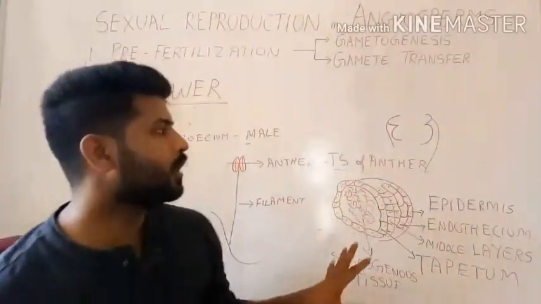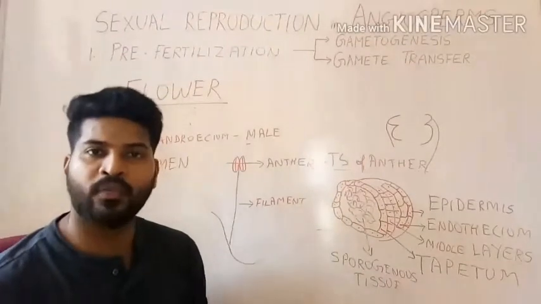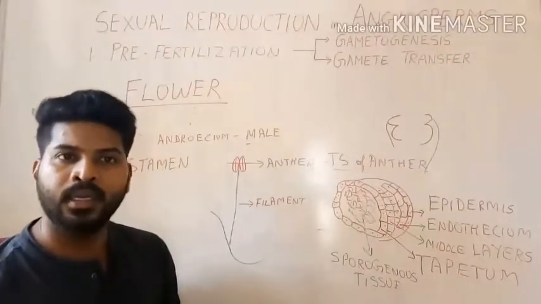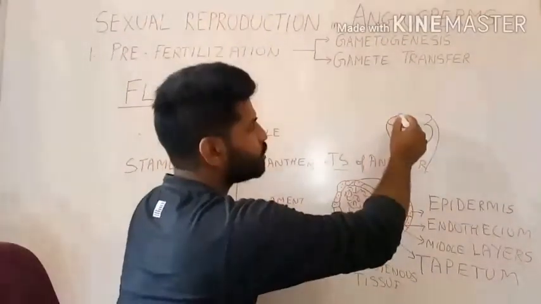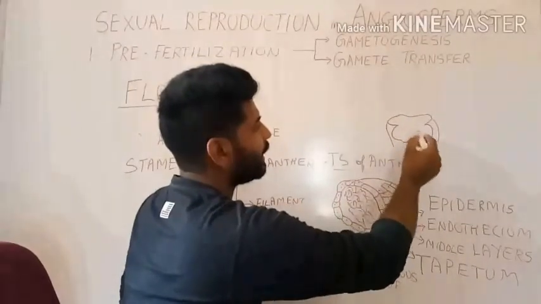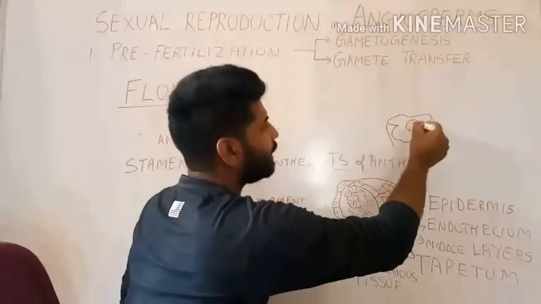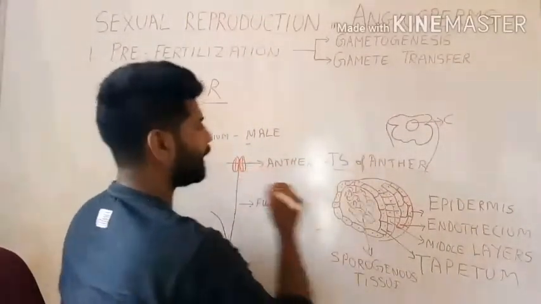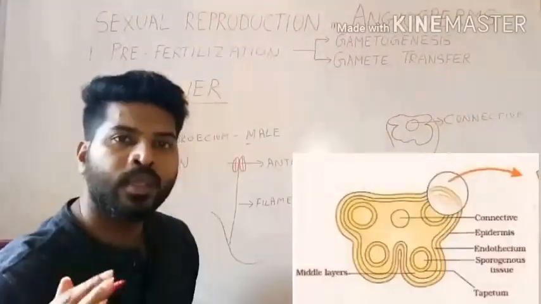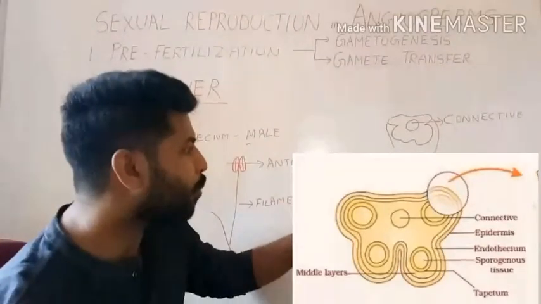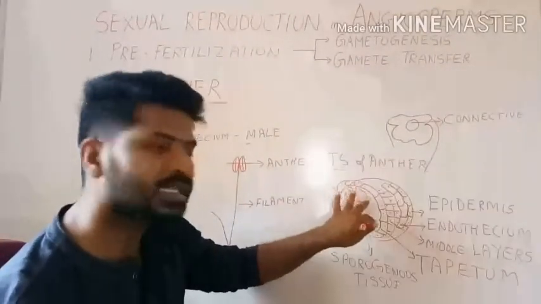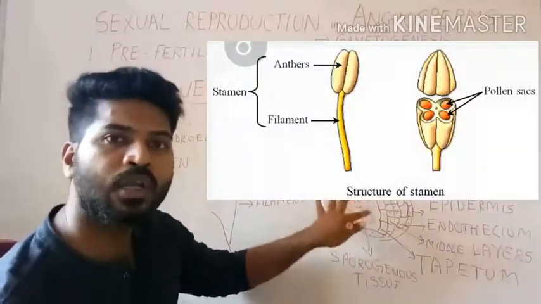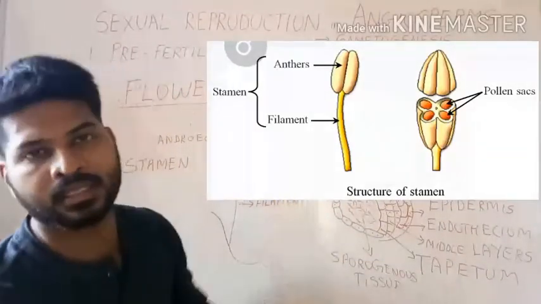So, this is how the transverse section of an anther looks under a microscope. The microsporangia are connected by a connective tissue, that is this tissue here, the connective tissue. In the future, when pollen grains are present inside these, they are called pollen sacs.